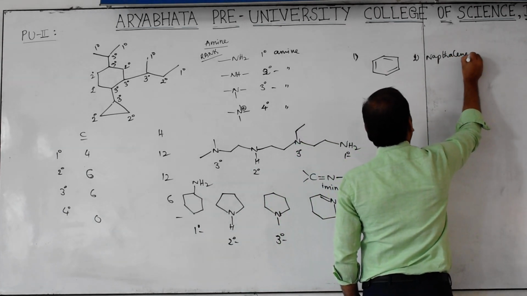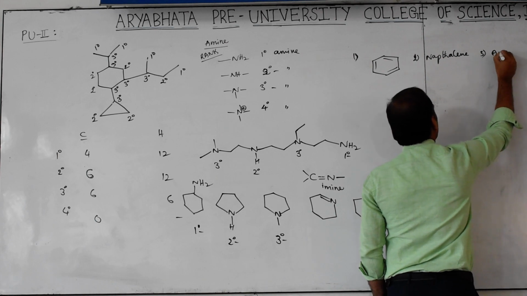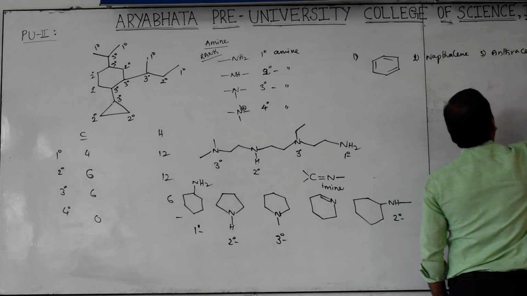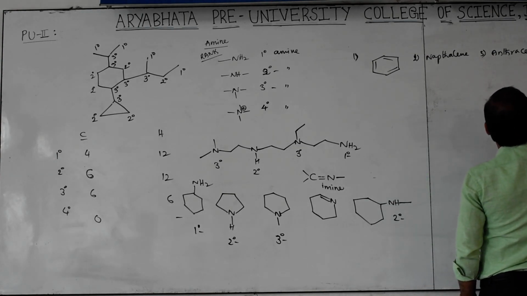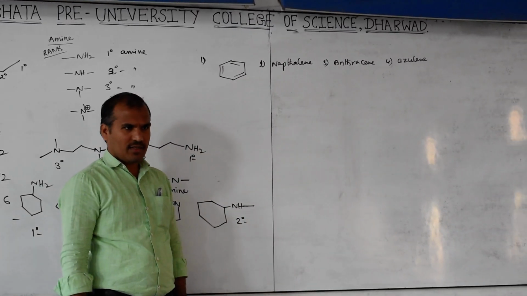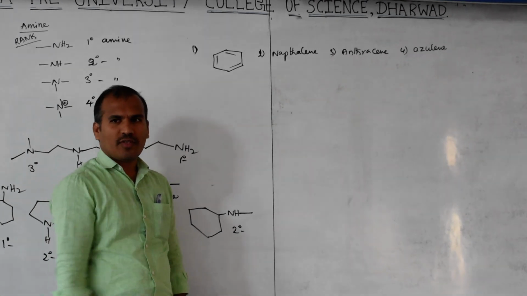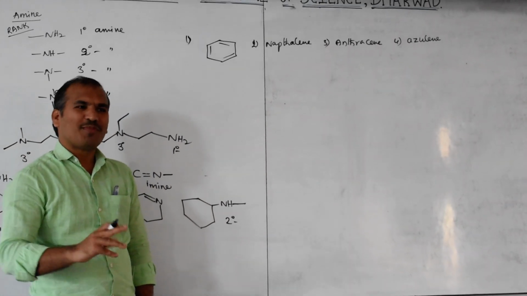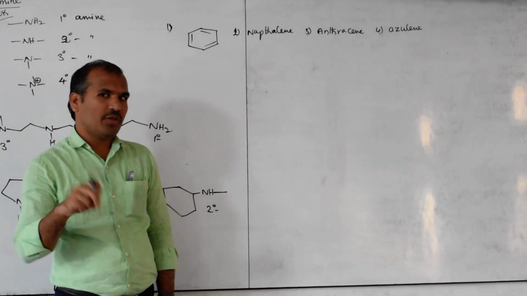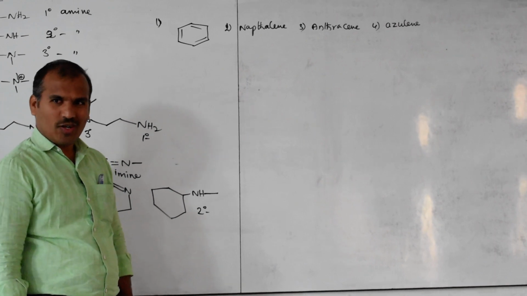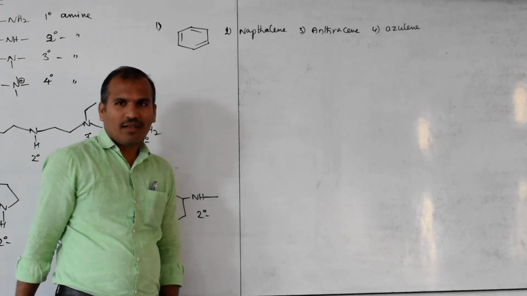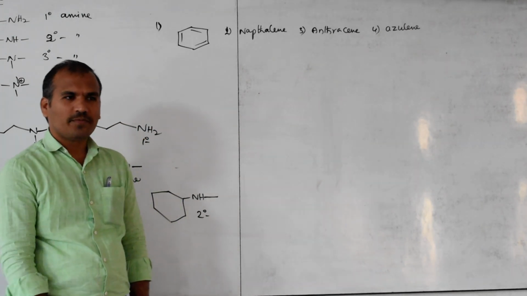Naphthalene. Third one is anthracene. And the fourth one is azulene. Now what is the question I gave? Which of the following are benzenoid structures? The other question you can reverse also: which of the following is not benzenoid? Both are possible. Which one do you want, first one or second one? Okay, which of the following is not a benzenoid molecule or structure?